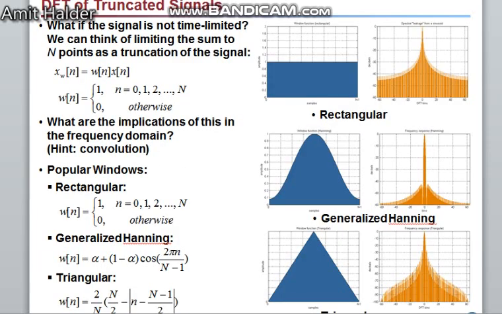Okay, so there are some DFTs of truncated signals, and how signals can be truncated. That's the hint that convolutions are there. What if the signal is not time limited? Here you can see there are some other popular windows. We will learn about windows in the later part of the lectures. What are windows? What is the basis of windows? What are rectangular, generalized Hamming, triangular, Chebyshev windows? A lot of things are waiting for us.